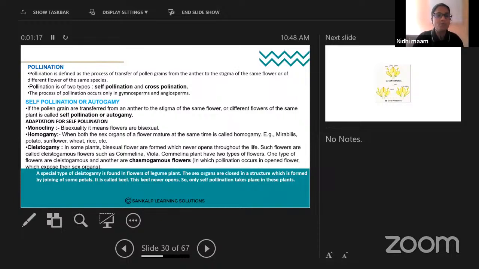Next one is homogamy ಅಂತ ಹೇಳ್ತೀವಿ. So what do you mean by homogamy? Homogamy ಅಂದ್ರೆ homo means same, gamy ಅಂದ್ರೆ gametes. Same time ಅಲ್ಲಿ at the same time both the anther as well as stigma get matured. ಎರಡು reproductive parts ಗಳು ಕೂಡ ಒಂದೇ ಟೈಮ್ ಅಲ್ಲಿ ಮೆಚ್ಯೂರ್ ಆಗ್ತವೆ. That is also a method of achieving self pollination.